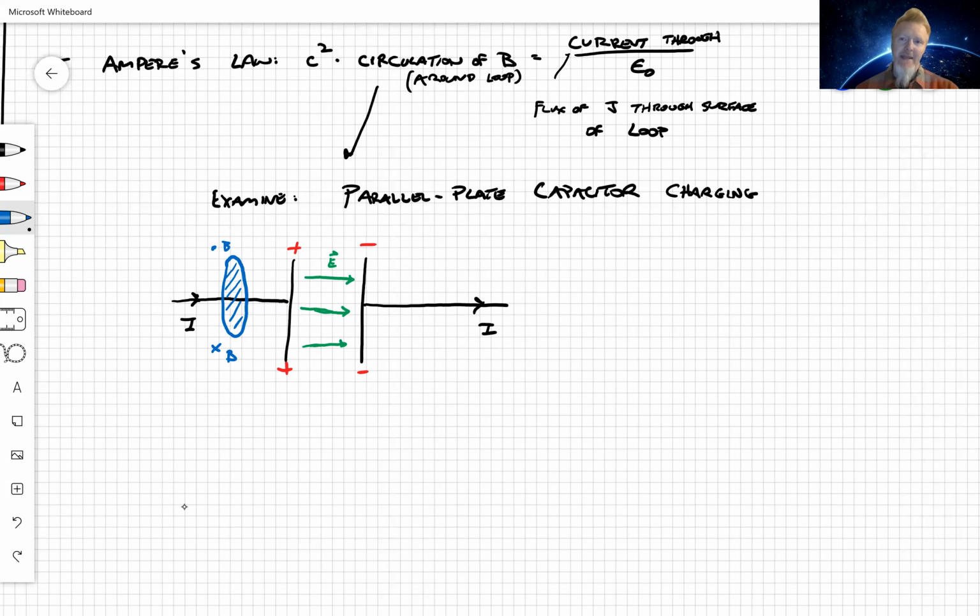But I'm not going to choose that area. There's nothing saying that I have to choose that particular area. All it says is I have to choose a surface which is bounded by that loop. So I'm going to choose a different area. All I have to do is make sure that the area I choose is completely bounded by that loop.